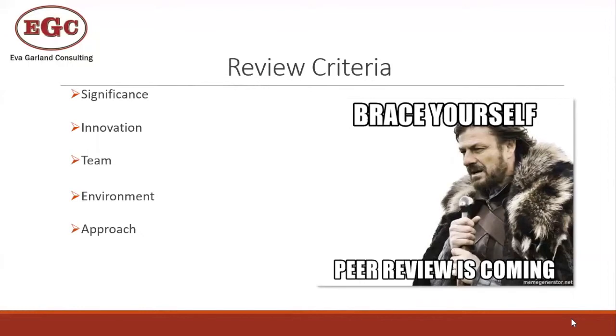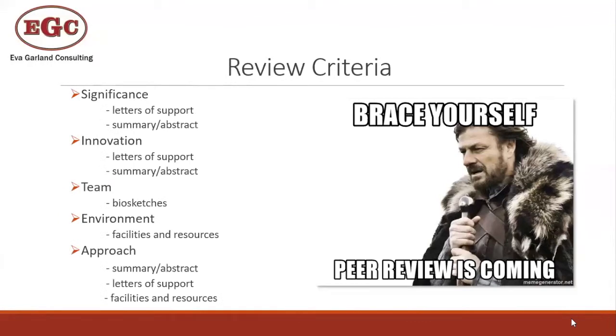So what are the review criteria? Each agency has a different approach for developing a score. The NIH focuses on these 5 aspects: significance, innovation, team, environment, and approach, as well as assesses total impact. As you can see here, different supplemental documents can support or impact different review criteria. For instance, your letters of support will be considered when assessing innovation and approach, and you can use your summary abstract to drive home the significance of your innovation from the jump. Biosketches impact your team assessment, and facilities and resources can be used to bolster environment and approach.